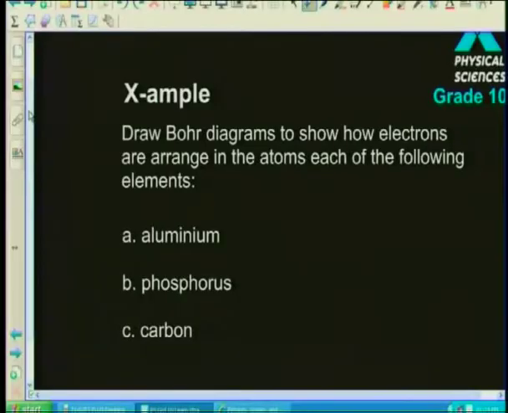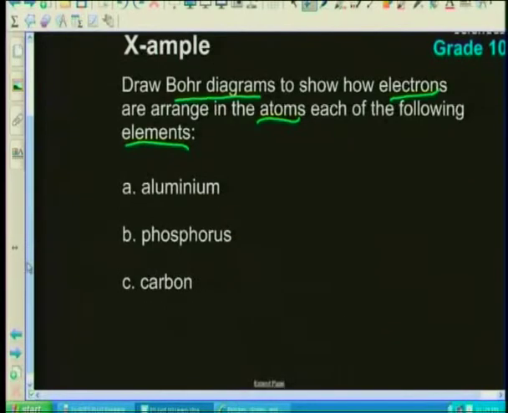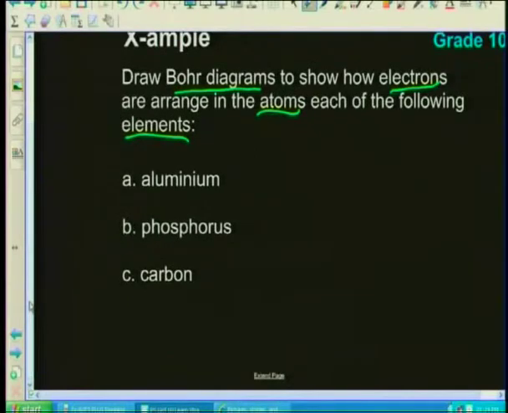But I think it's now time for us to see if we can draw some specific elements, the Bohr model, some specific atoms from particular elements. So let's have a look. It says to us in our example, draw Bohr diagrams to show how electrons are arranged in the atoms of each of the following elements. So what have we got? We've got aluminium. So how are we going to find out how many electrons there are in aluminium?